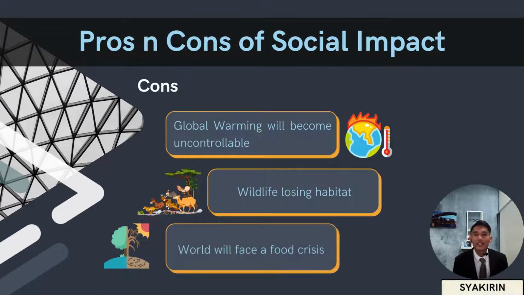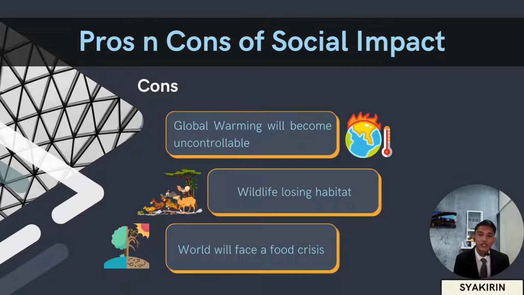In this slide, we will take a look at the cons if we ignore the social impact. Firstly, global warming will become uncontrollable. This will result in ice in the Arctic melting and the sea level will also increase. The impact from this is that a few big cities in the world will sink and be under the sea.